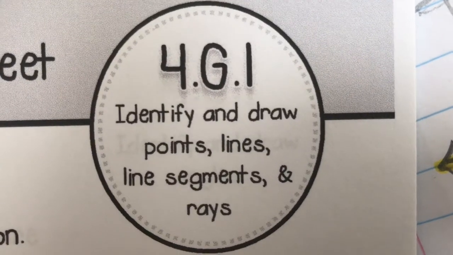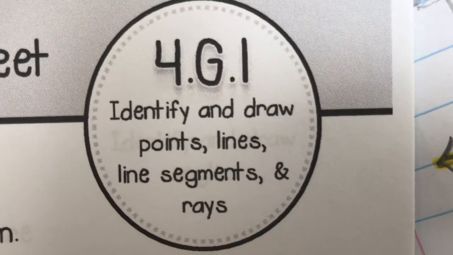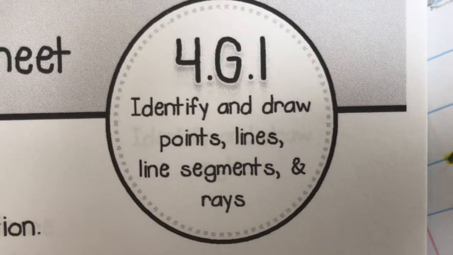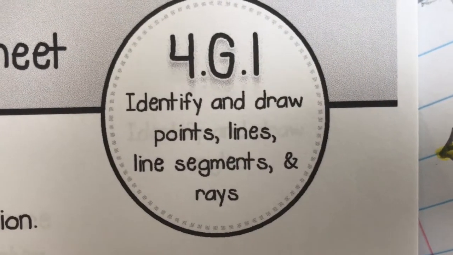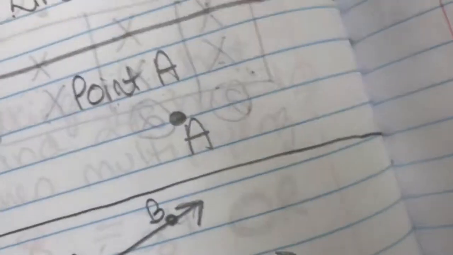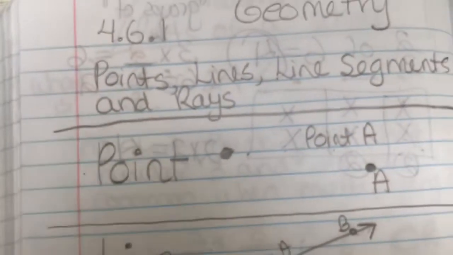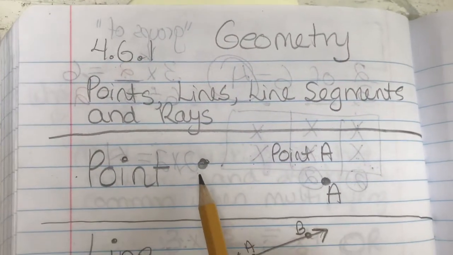Everyone, I'm here to go over 4.G.1, which is geometry: identifying and drawing points, lines, line segments, and rays. I'm going to go ahead and go over these terms in our math notebook. The first one is a point.